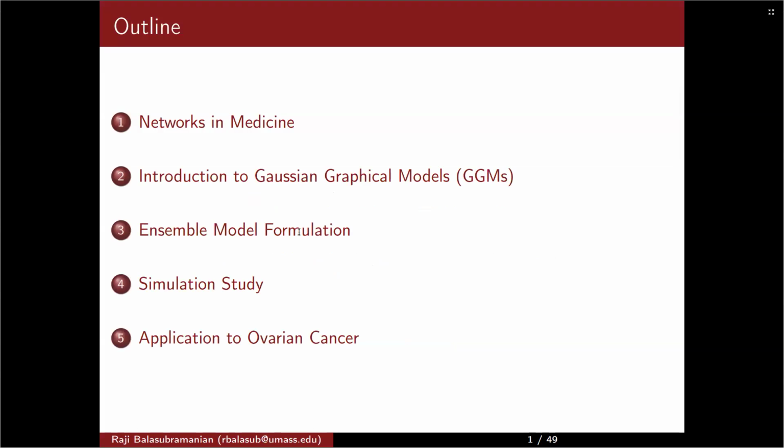I'll provide a very high-level overview of networks in medicine, for those of you who may not be familiar with how networks are used, just to provide a little bit of context. Then I'll review the foundational material on Gaussian graphical models, also very briefly, but pointing out the key results that we use in developing our network estimation algorithm. Then I'll spend some time talking about how we set up our model framework and estimation, provide some brief results from simulation, and then present results from applying our method to some data from an ovarian cancer database.